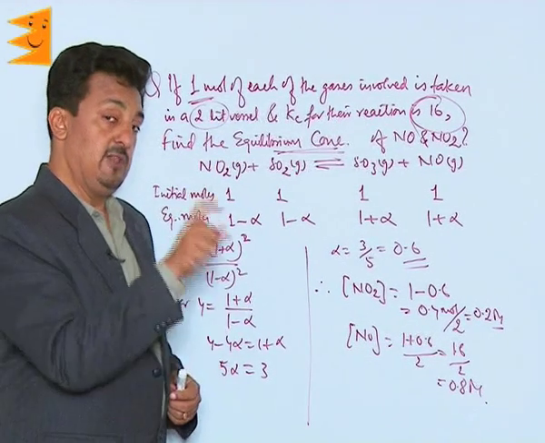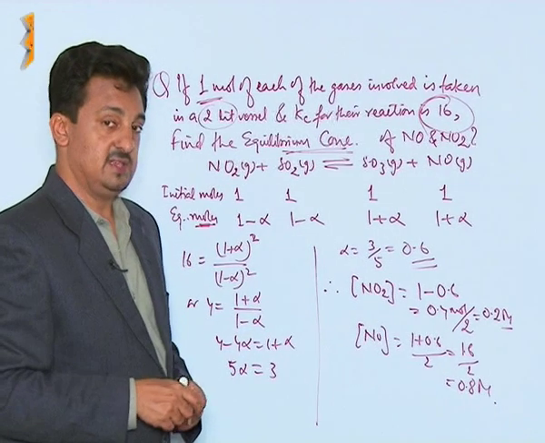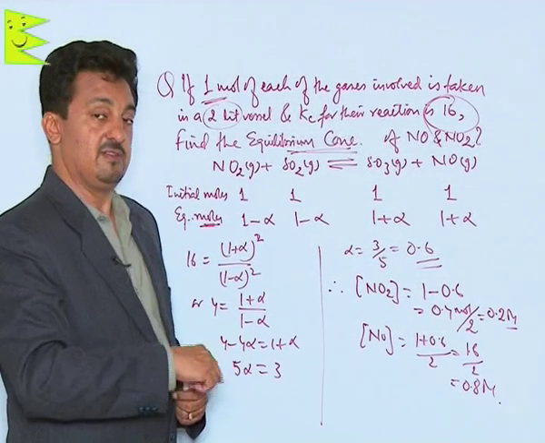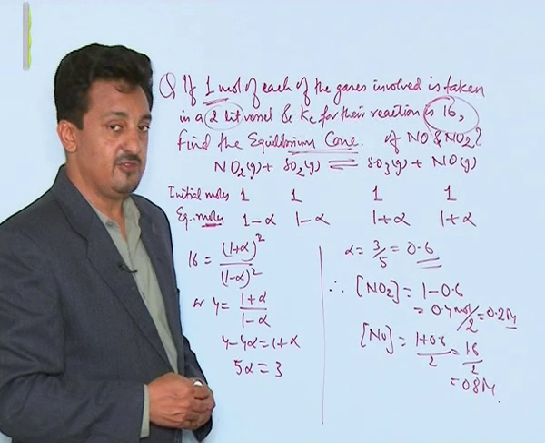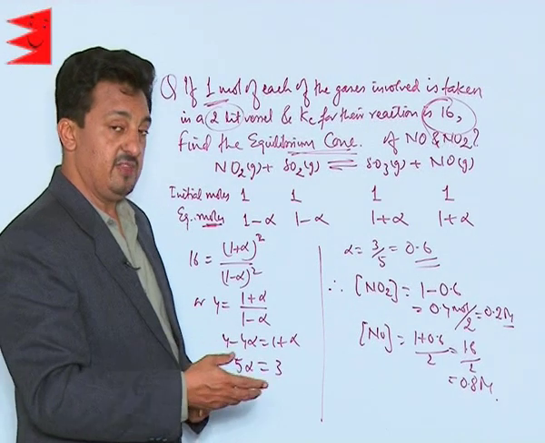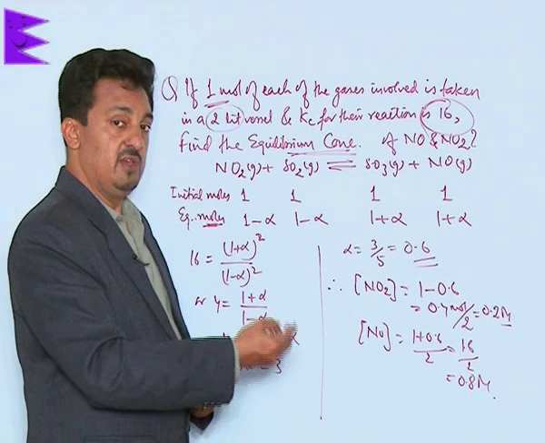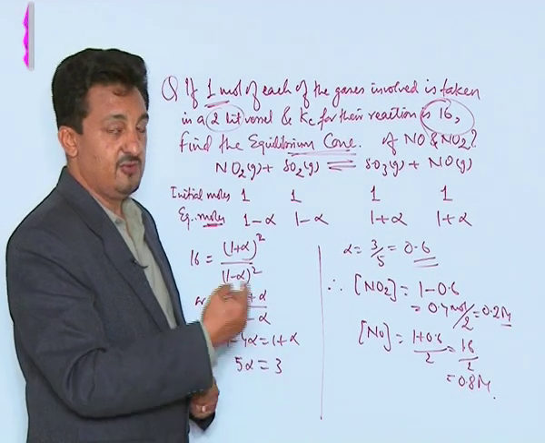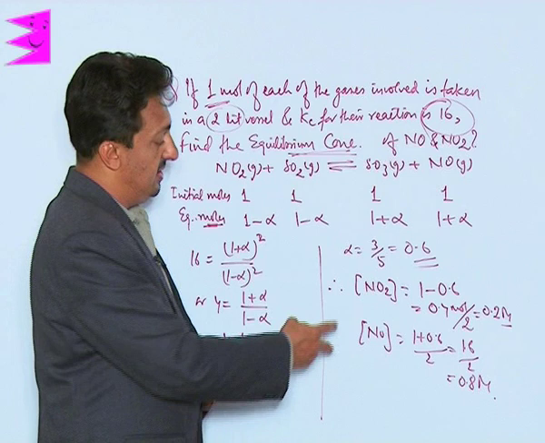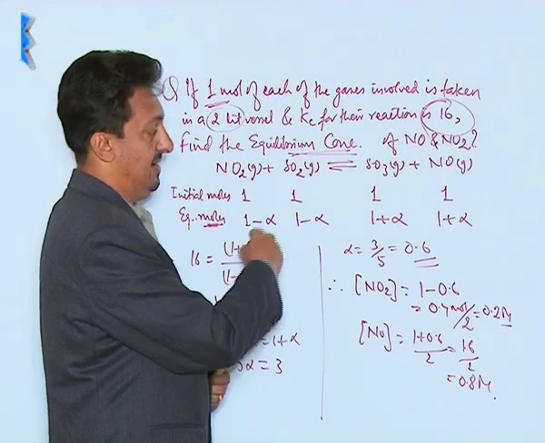So this is how we can easily find out the concentrations of any of the reactants and the products if the equilibrium constant is given to us, and this numerical was again involving the degree of dissociation, which was not given. We have calculated it with the help of the equilibrium constant, and through which we have found out the equilibrium concentrations of the reactants and the products.